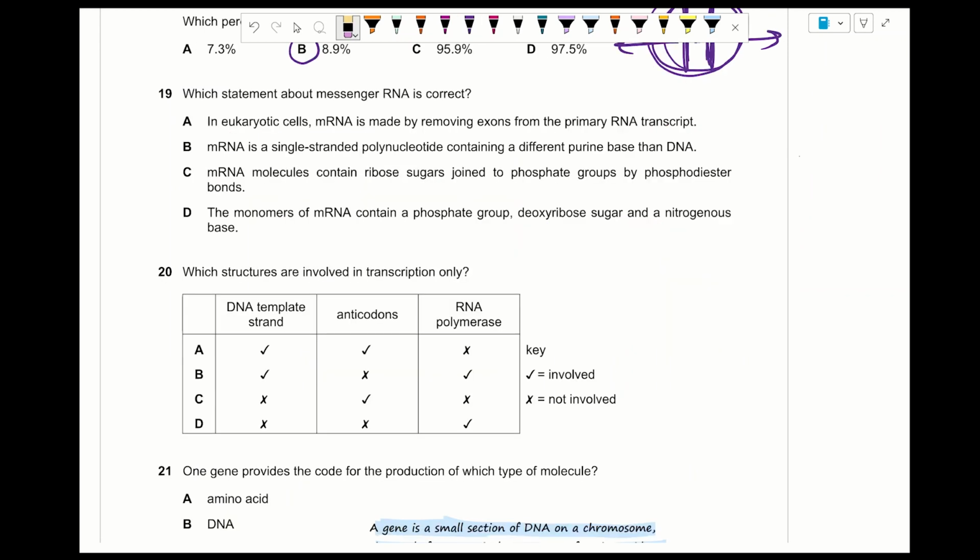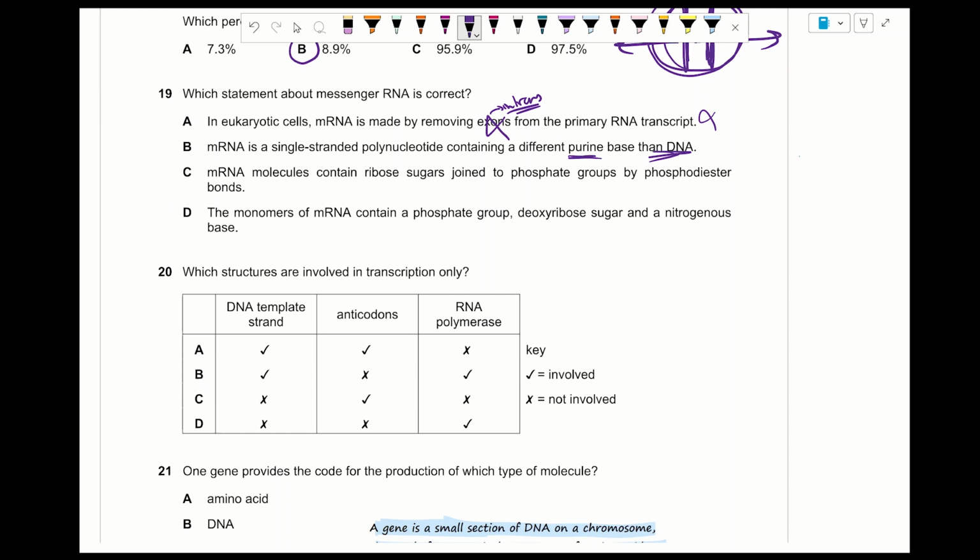Question number 19. Which statement about messenger RNA is correct? A. In eukaryotic cells, mRNA is made by removing exons from the primary RNA transcript. So in eukaryotic cells, mRNA is made by removing introns. So the mature RNA is made by removing introns from the primary RNA transcript. Therefore, we're left with the exons in a process called splicing. Therefore, this is totally incorrect. B. mRNA is a single-stranded polynucleotide containing a different purine base than DNA.